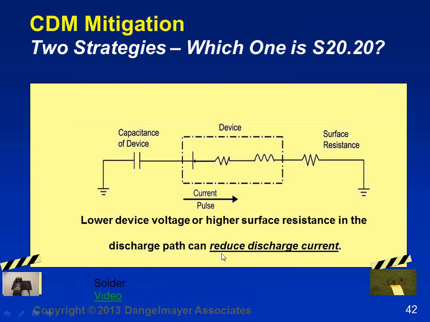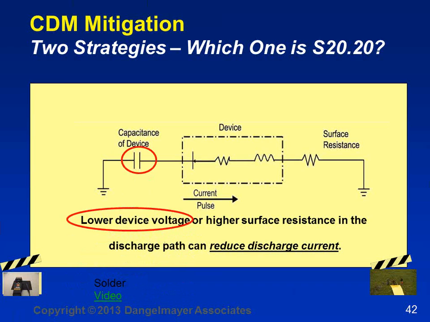Okay, a little more description about the countermeasures. Here we have the representation of the CDM modeling, or CDM model. The objective is to reduce discharge currents. It's the current that causes failure, not voltage. So there are a couple of ways of doing that. One is to keep the voltage low on the device. If the voltage is 0, you're not going to have an event, and you're not going to have discharge currents.